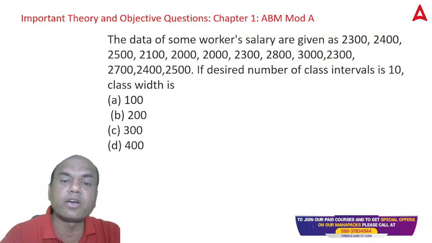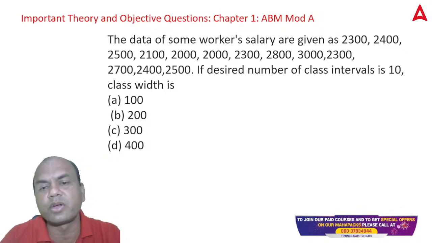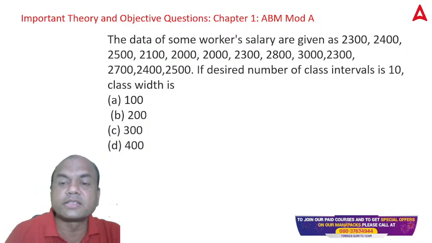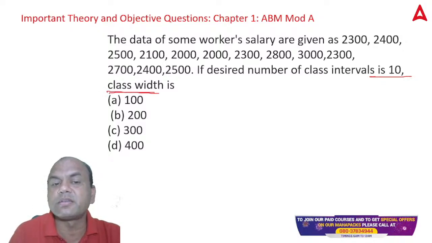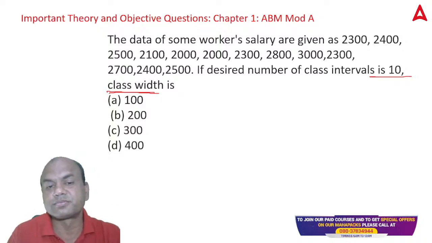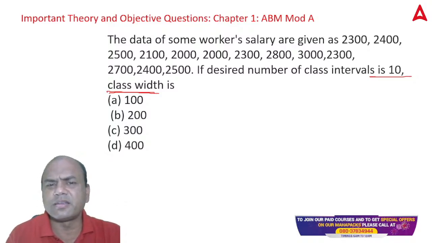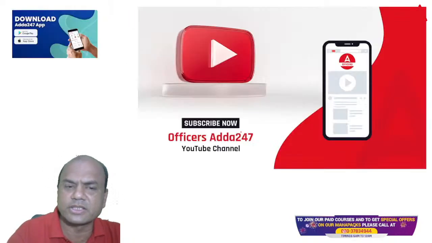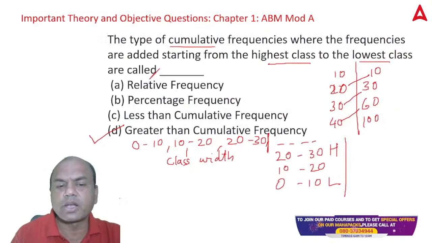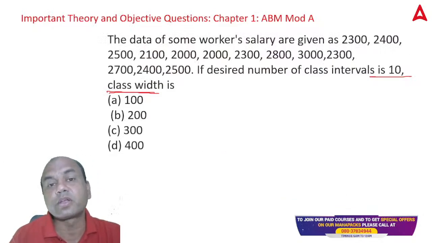The data of some workers' salary are given as this: 2300, 2400, 2500. You can read this data. If the desired number of class intervals is 10, then the class width is. Now, how to find out the class width? Firstly, remember what the class width is. Class width means, suppose I divide these numbers, like I gave you an example earlier, 0 to 10, 10 to 20, 20 to 30, same thing. So the same class width you have to find here.